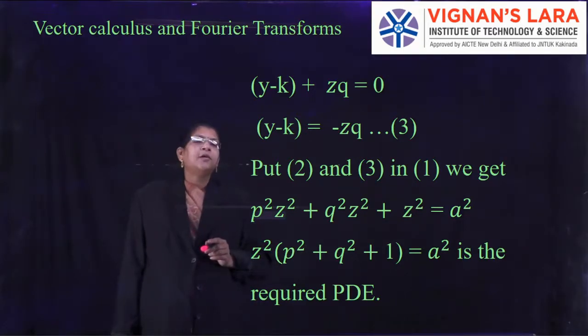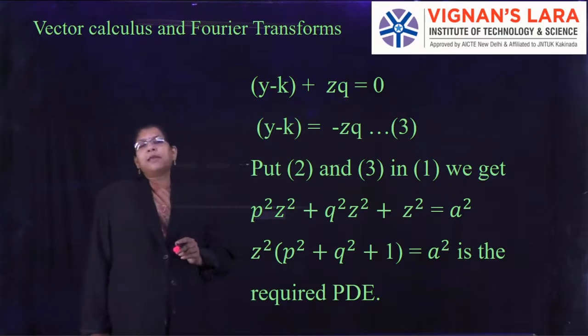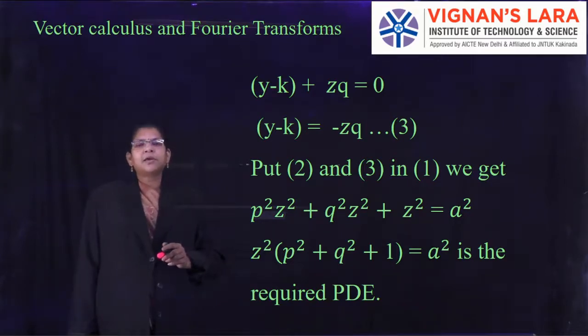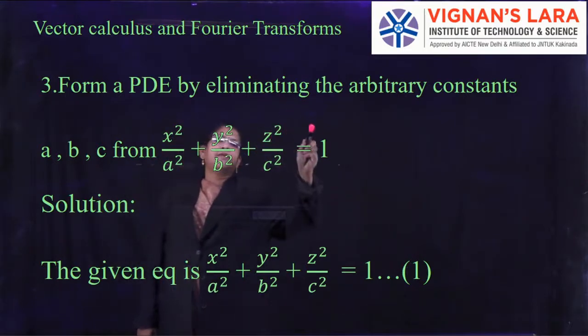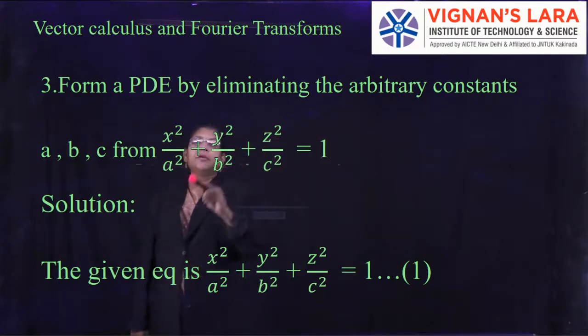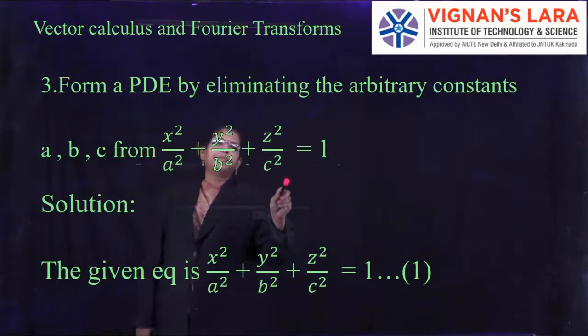So here we have eliminated h and k by using partial differentiation, and we have obtained the required partial differential equation. Okay. Next problem is, form a partial differential equation by eliminating the arbitrary constants a, b, c from x square by a square plus y square by b square plus z square by c square equal to 1.